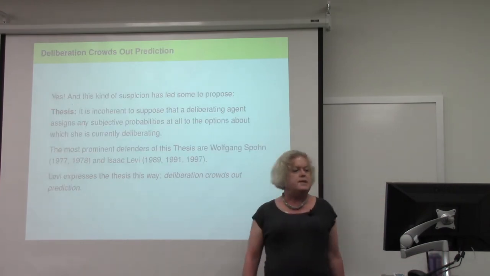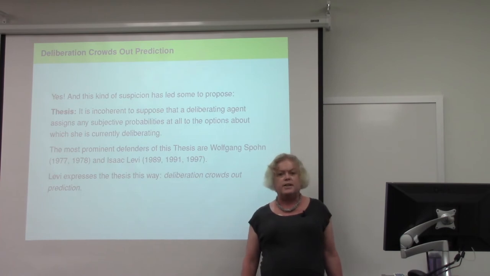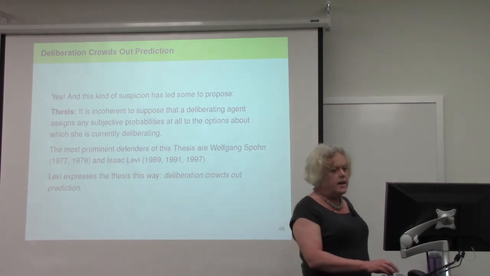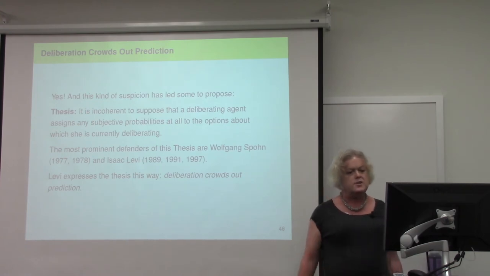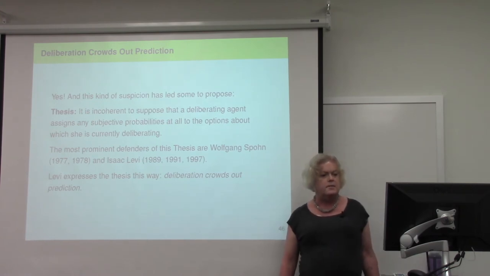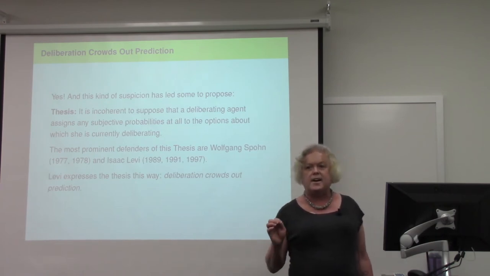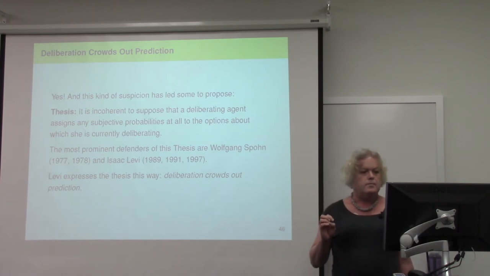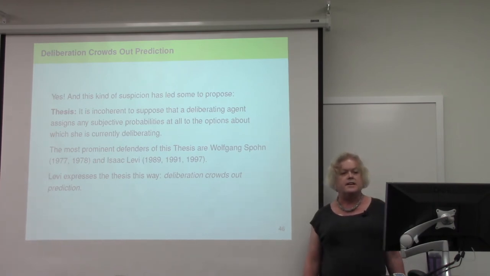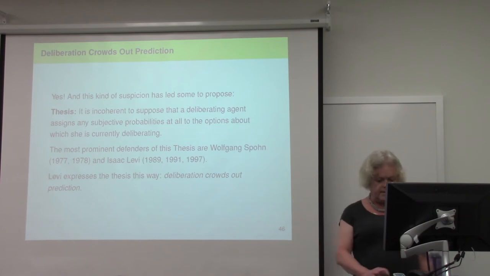This kind of suspicion has led some to propose the following thesis, which has been defended by, I guess most notably, Wolfgang Spohn and my colleague Isaac Levi. And Levi expresses the thesis this way: deliberation crowds out prediction, by which he means that it's incoherent to suppose that a deliberating agent assigns any subjective probabilities at all to the options about which he's currently deliberating.